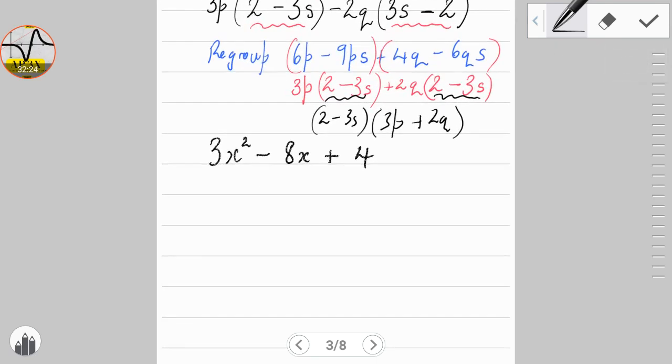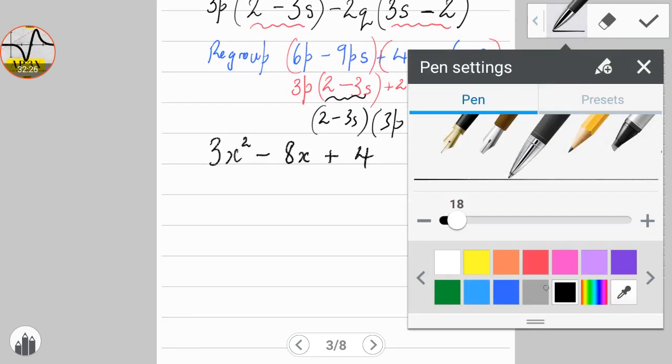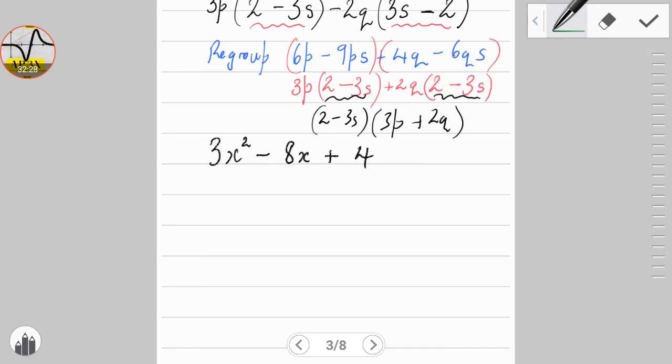Now the very first thing we need to do here is to form the product of A and C. So this is therefore A here multiplied by C here. So that's 3 multiplied by 4, and that will give us 12. Now we need to therefore go ahead and list the factors of 12.